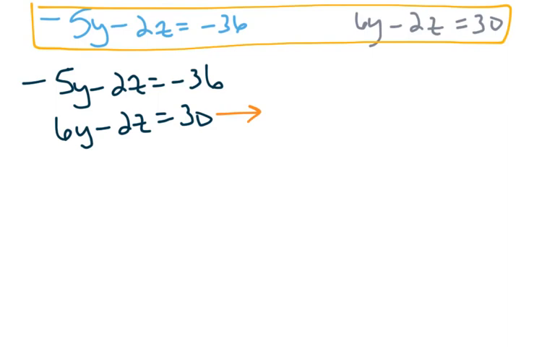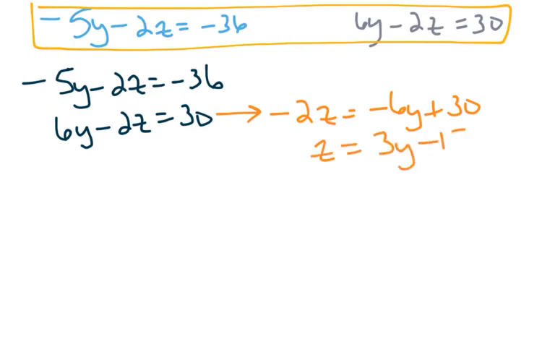So I'm going to subtract 6y from both sides, which is going to give me negative 2z equals negative 6y plus 30. Divide both sides by negative 2. So now I have z equals 3y minus 15. So now I know what my z equals. I can take that and substitute it into that first equation.